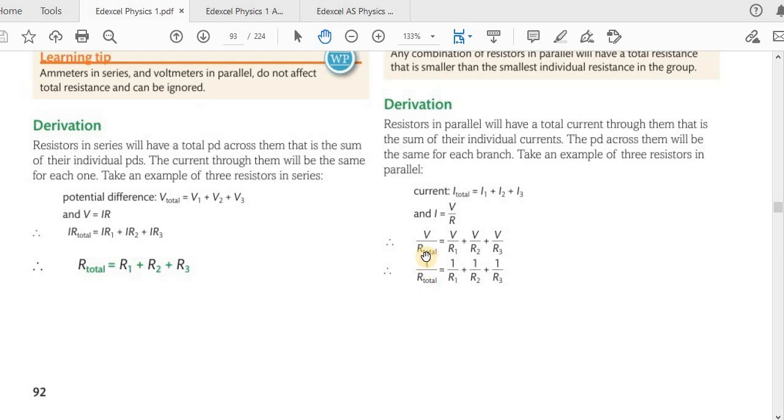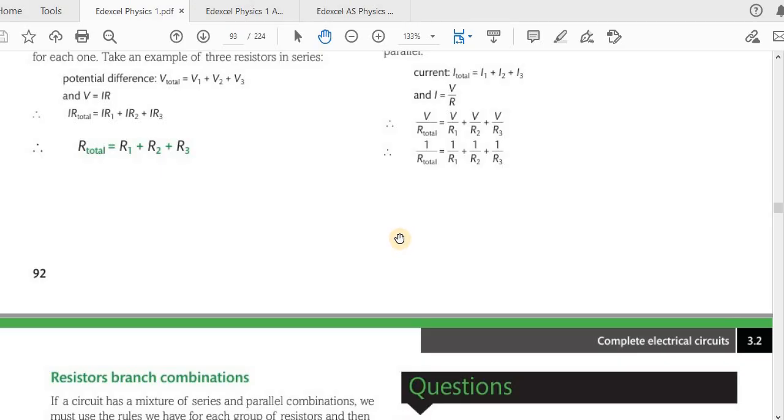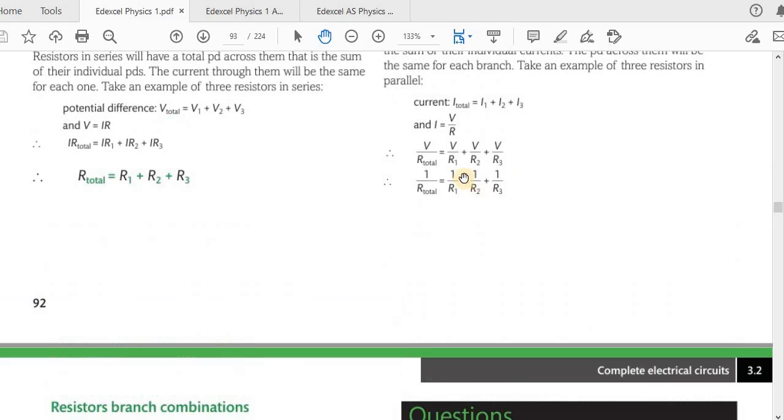Now see, it will be 1 over R1 plus 1 over R2 for these two resistors because they are in parallel. And you can see since they have the same value, it's the same as 1 over 100 plus 1 over 100 kilo ohms, right? Then it will be 2 over 100. And when you take the reciprocal of that, it will be 100 over 2, which is 50.